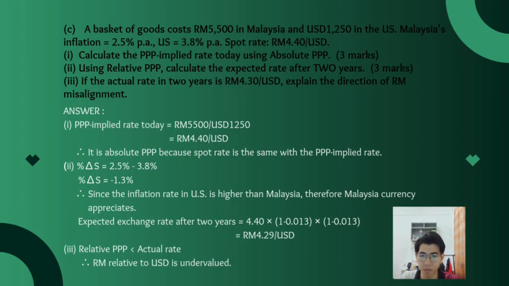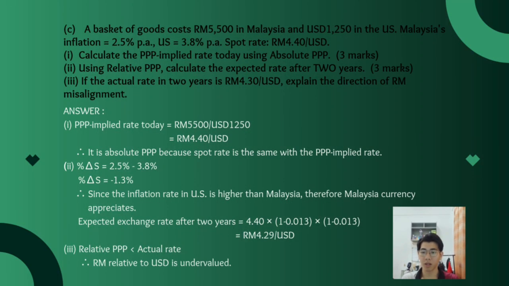Roman 2. Percentage change equals 2.5% minus 3.8%. The answer is negative 1.3%. Since the inflation rate in the US is higher than Malaysia's, the Malaysian currency is expected to appreciate. Expected exchange rate after 2 years equals 4.4 times (1 minus 0.013) to the power of 2. So the answer is RM 4.29 over USD.